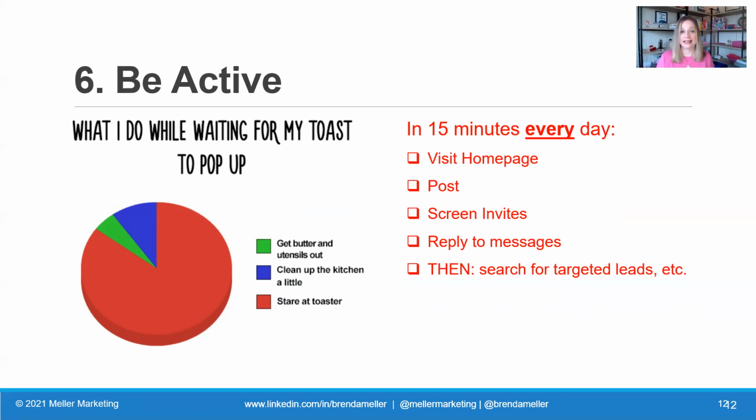LinkedIn and your success is going to be the result of all of these efforts working together. It's having an optimized profile. It's being strategic about your invitations and those messages that come into you. And it's also building out that social media karma and being active in the LinkedIn homepage feed by posting yourself. All of these efforts combined are going to help you to be more effective on using LinkedIn for business development. So you're not just staring at the toaster, right? You're making use of that time.